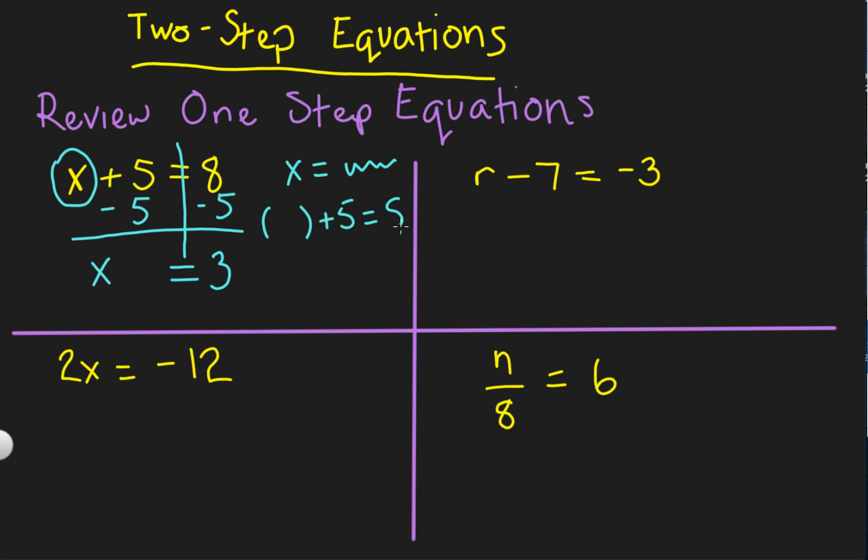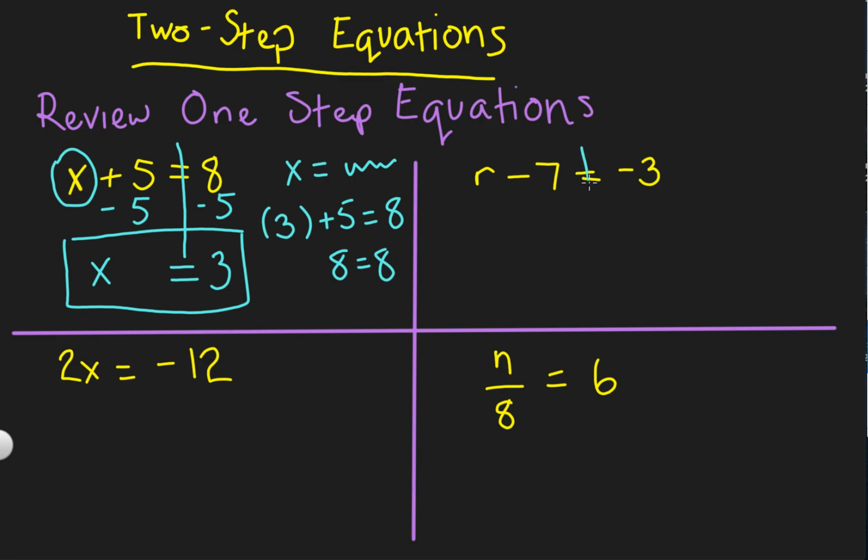So when we check, we're going to replace the variable with parentheses and plug in the number that we found. And we can see that 3 plus 5 is equal to 8. We get 8 equals 8, which tells me that this is my correct answer.